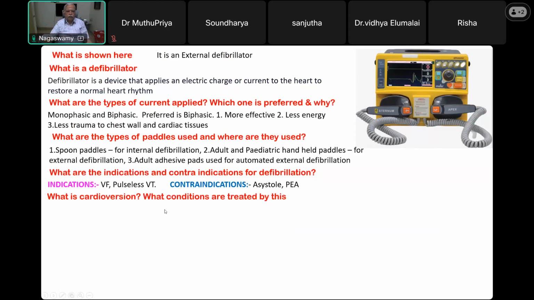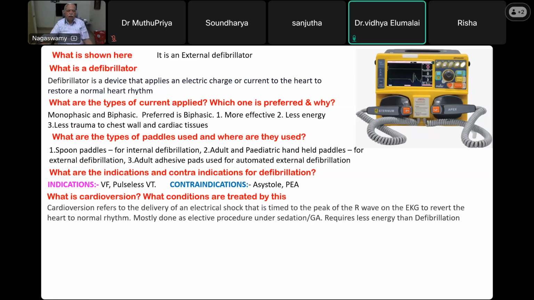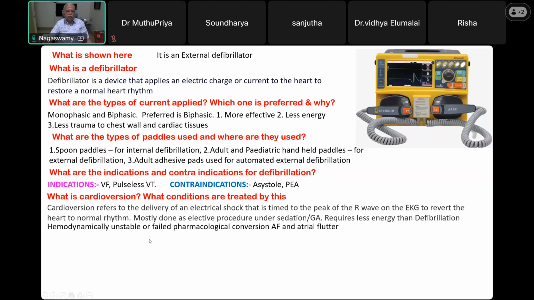What is cardioversion? What conditions are treated by this? Cardioversion is synchronized energy. Cardioversion refers to delivery of electric shock at the time of the peak of the R wave on the ECG to revert to normal heart rhythm. Mostly done as an elective procedure under sedation or GA, requires less energy than defibrillation. Indications are hemodynamically unstable or failed pharmacological conversion of AF or atrial flutter.